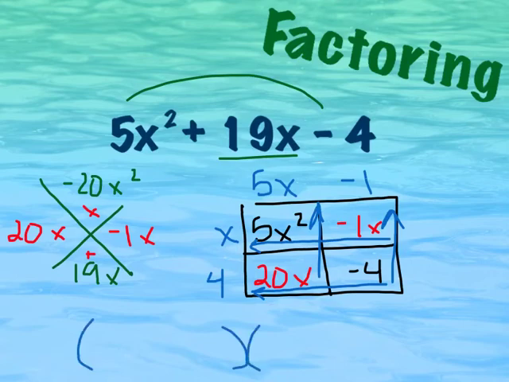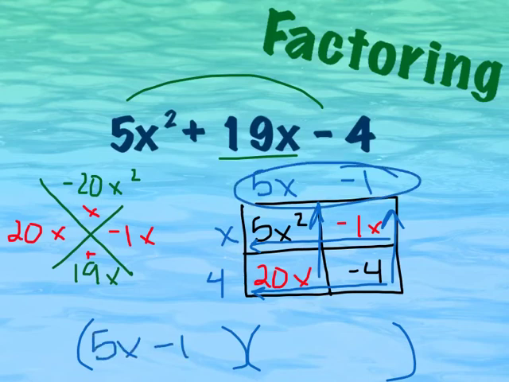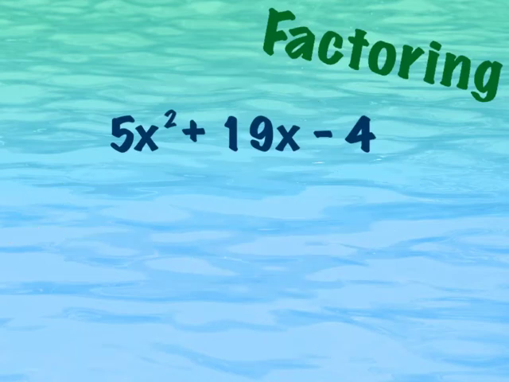We write our final answer as a set of binomials: 5x minus 1, which we get from the side of our table, and x plus 4, which we also got from the side of our table. Now, some of us prefer the guess and check method, where you look through and try to FOIL two binomials to see if we can get the right answer.